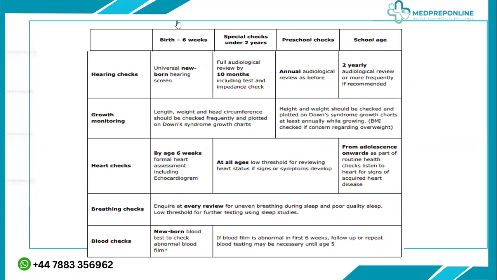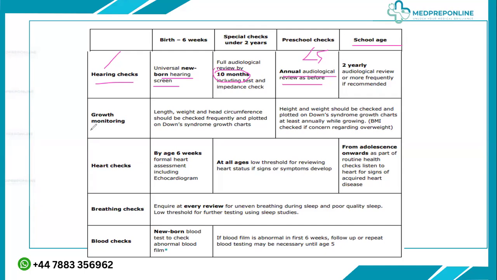hearing checks, which is the audiology. Birth to 6 weeks, universal newborn screening will be done. Then special checks under 2 years: a full audiological review by 10 months, including tympanometry and impedance check. Then preschool checks, for children less than 5 years of age, it is recommended to check the hearing annually, so annual audiological review as before. Once they have reached 5 years, then 2 yearly hearing checks.